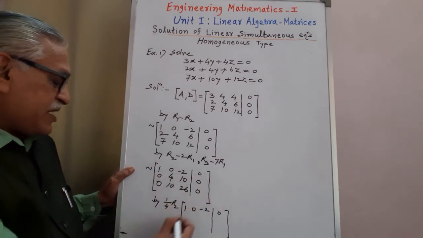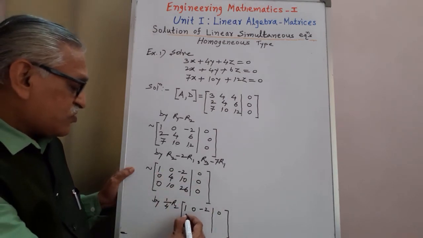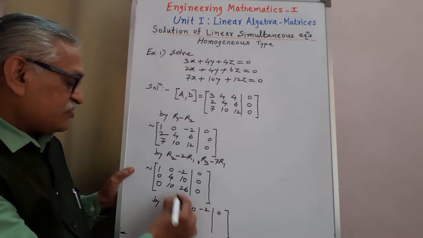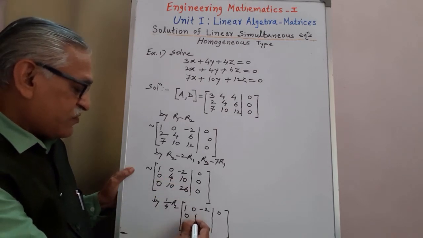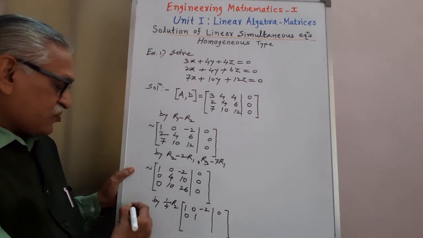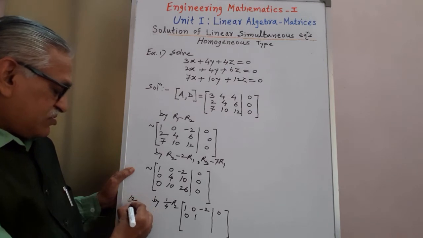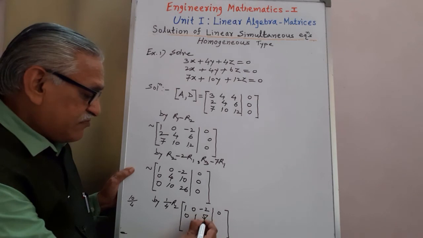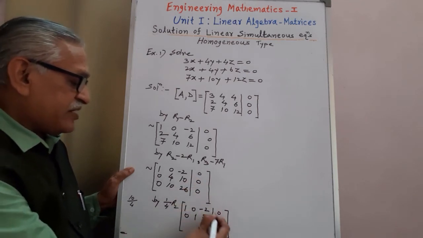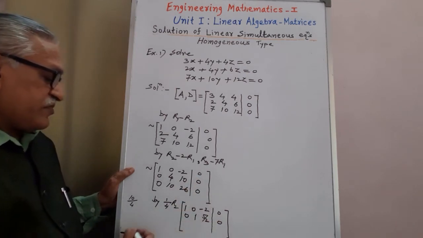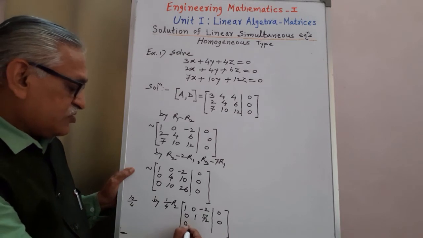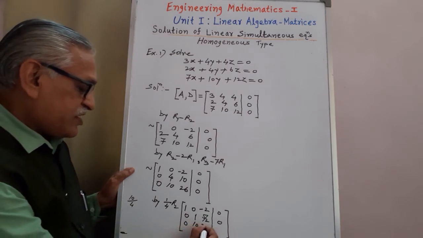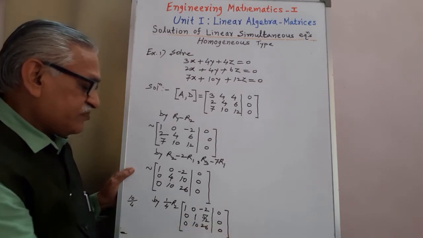Second row we have to multiply by 1 by 4, a non-zero scalar quantity. We get element as 0. 4 into 1 by 4 we get 1. 10 by 4, therefore dividing by 2 we get 5 by 2. And then 0. Third row no change, 0, 10, 26 and 0.